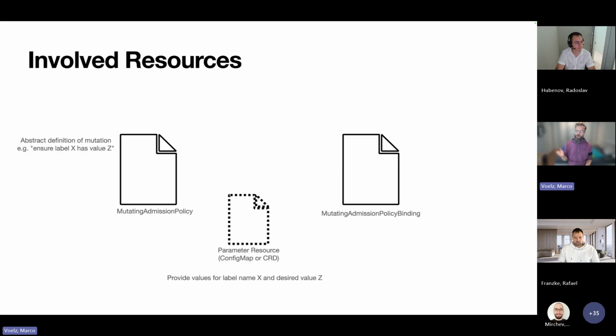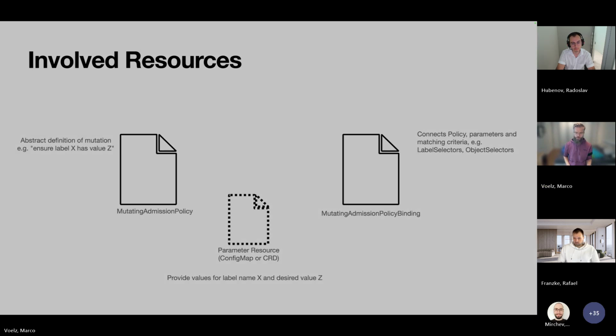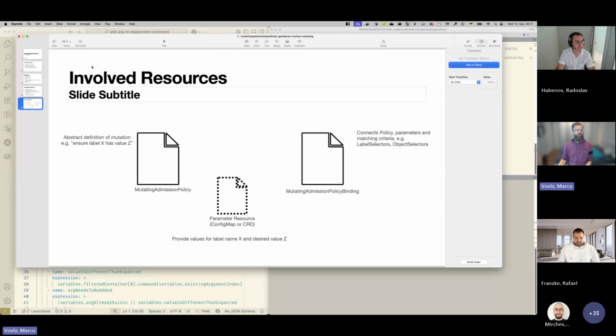And then you have an optional parameter resource, which could be a config map or a custom resource. You can pretty much roll your own stuff there, or you can just not use parameters and hard code everything in the policy. But you can use it to provide the values for the label name and the actual desired value. And then you have a binding which connects a policy to the configuration and defines some matching criteria, like which objects should this match on. Label selectors, object selectors, whatever. So much for the theory.